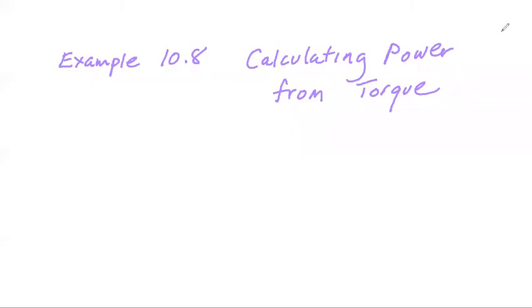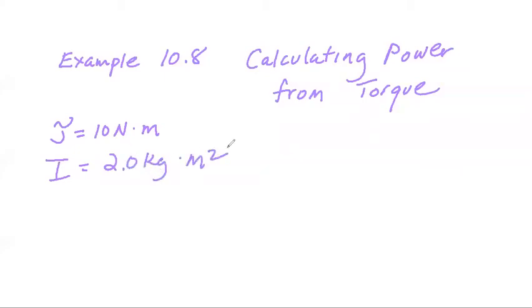This is example 10.8, and it's entitled Calculating Power from Torque. An electric motor exerts a constant 10 newton-meter torque on a grindstone, which has a moment of inertia 2.0 kilogram meter squared about its shaft. The system starts from rest. Find the work done by the motor in 8 seconds.